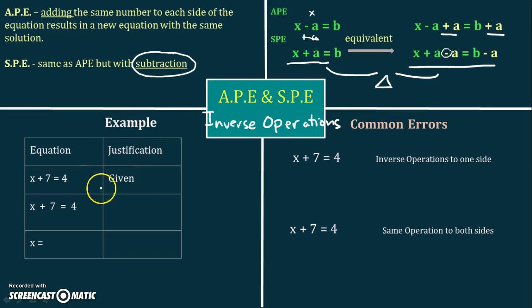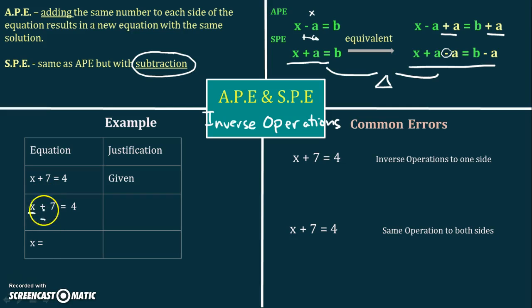Now, as we go through this example, what we're going to do is we're going to solve like we know how to solve, but we're going to give a justification for what we're doing when we're solving. So here we have the equation x plus 7 equals 4, and the justification here is it's given to us. We don't need to justify, it was given to us. So let's go ahead and move on to the next step, solving for x. What do we need to do to get x by itself? Well, we need to eliminate the plus 7, or the positive 7. Well, what's the inverse of a plus or a positive? That's a minus or negative.